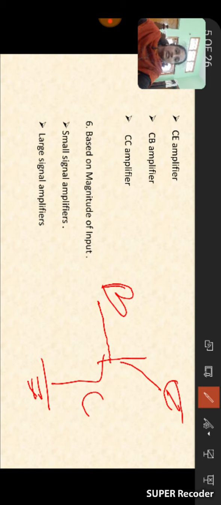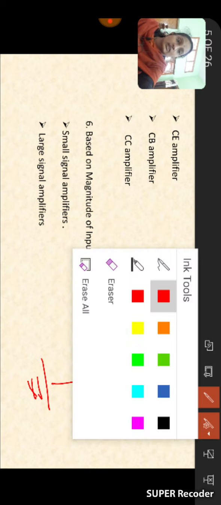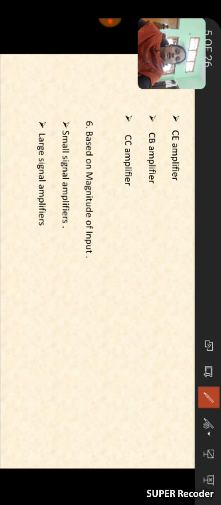So among three configurations, the common terminal is connected to ground. If emitter is common for both input and output, emitter is connected to ground. If base is common for both input and output, base is connected to ground. If collector is common, collector is connected to ground. So based on their grounded configuration, the amplifiers are classified into three types.